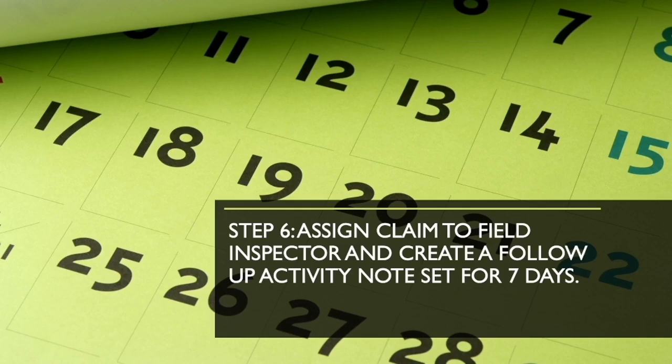Step number 6, then you go ahead and assign the claim to the field inspector and create a follow-up activity note and set it for 7 days. The objective here is to set a reminder in the system for you to go back and look at this claim 7 days from the date that you put in the note. You want to set that note: inspection scheduled, waiting for results.